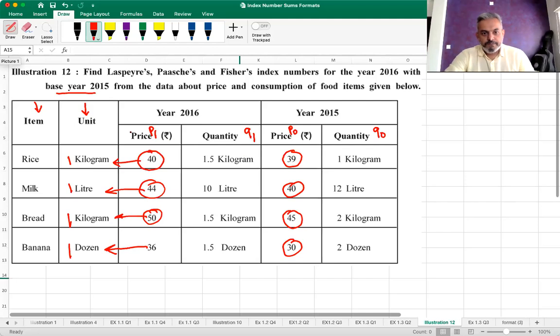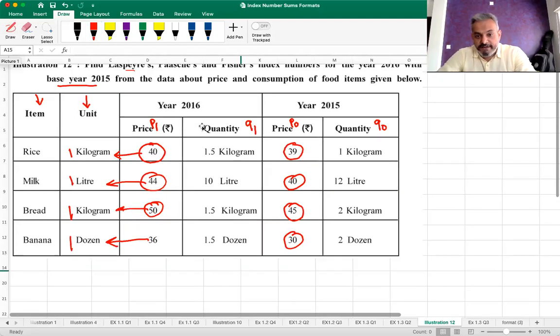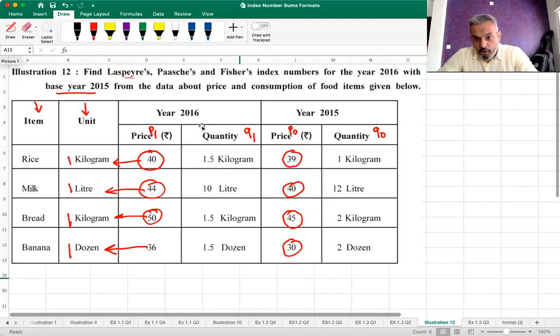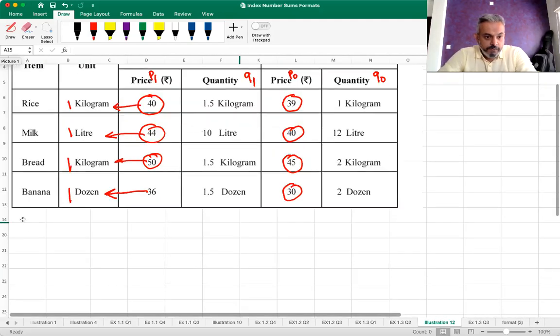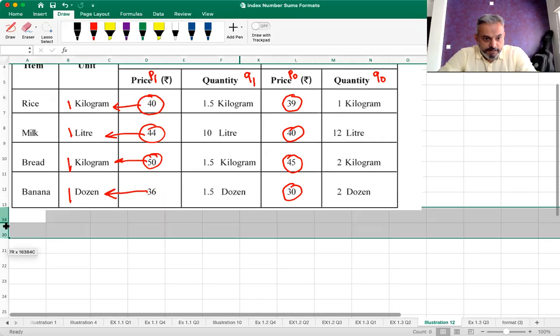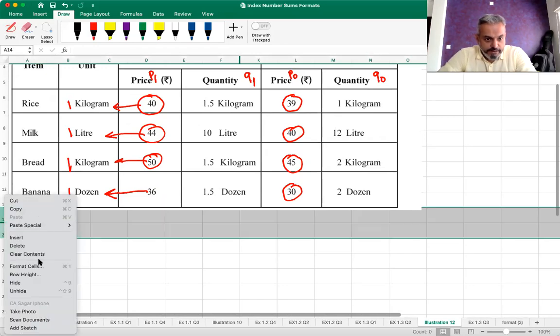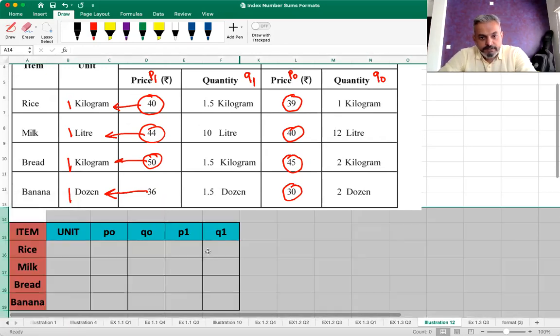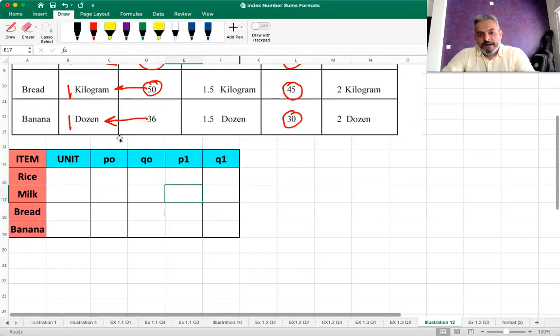Now, we have to find out Laspeyre, Paasche, and Fisher. So one by one we have to find out. So first, let's write the question. We have to find out all the three. So make a heading and proper format. Here comes the format. Okay, this is the format you have to make.